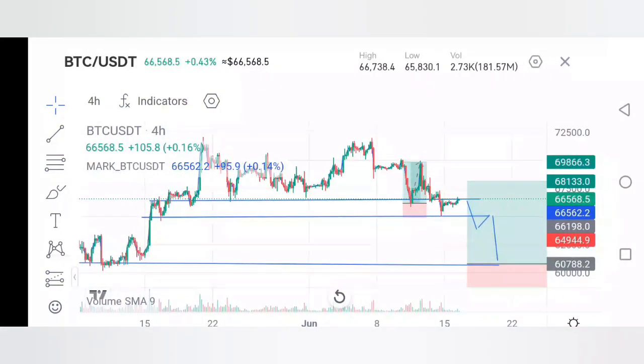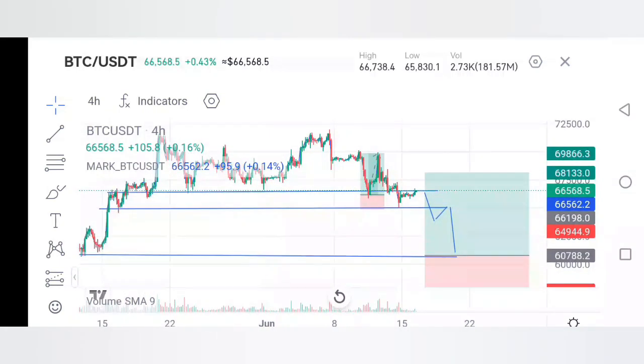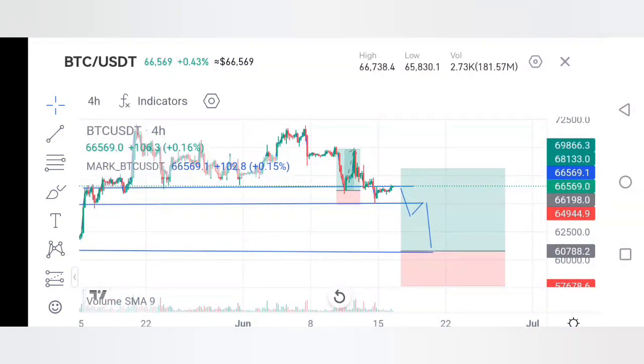So let's go over to conclusion. If you ask me, I will say most times it's more beneficial to DCA into the market. This is what I call DCA into the market. This is what I'm saying.